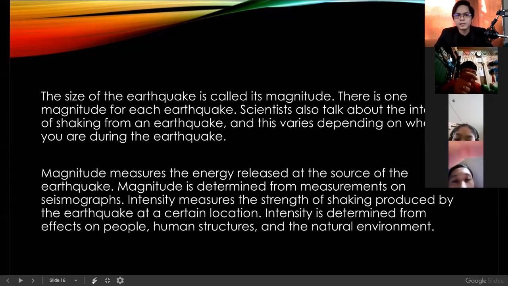Again, magnitude and intensity are very different because magnitude can be measured by a seismogram or seismograph, and this is the size of the earthquake. Intensity measures the strength of the shaking produced. So we can measure the intensity by the effects on the people, the structures, and the natural environment.